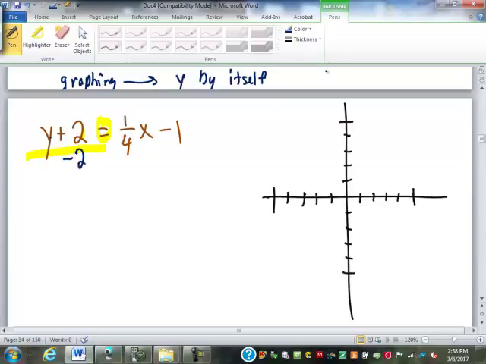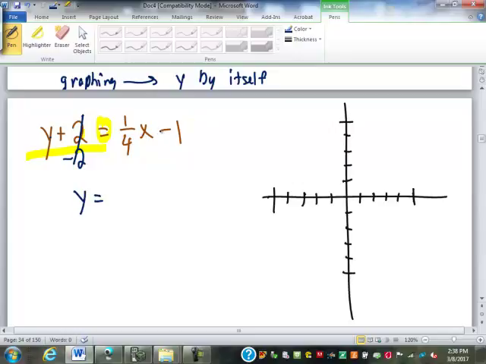Subtract 2. Now, we said before when we multiply or divide, we have to multiply or divide every digit in the equation. When we add or subtract, we only have to add or subtract from one digit on each side. So we can subtract the 2 and get rid of that. Leaves us with y here.